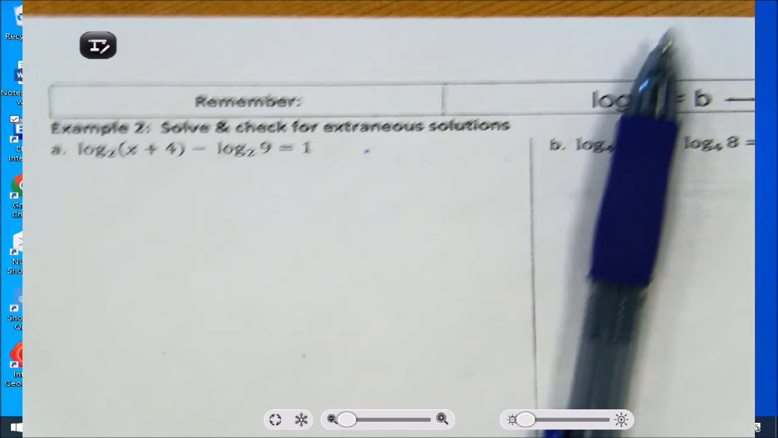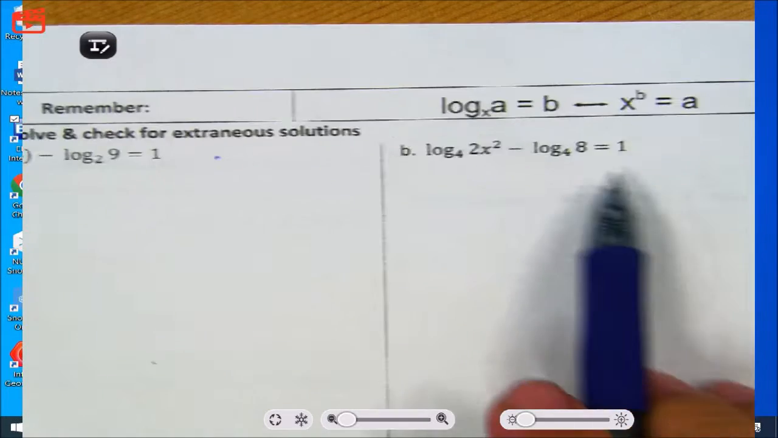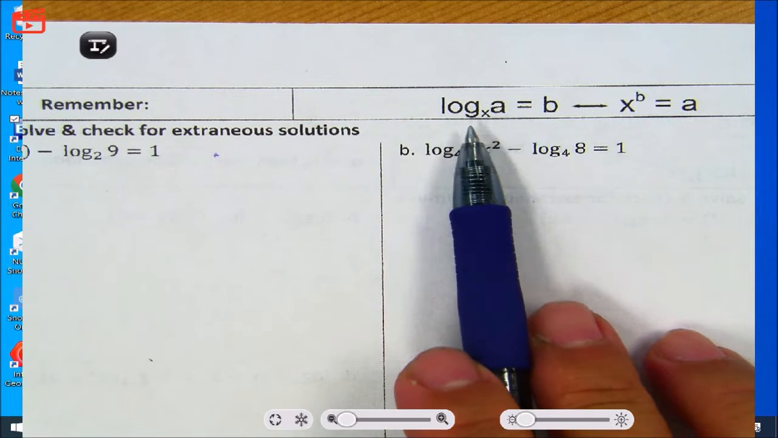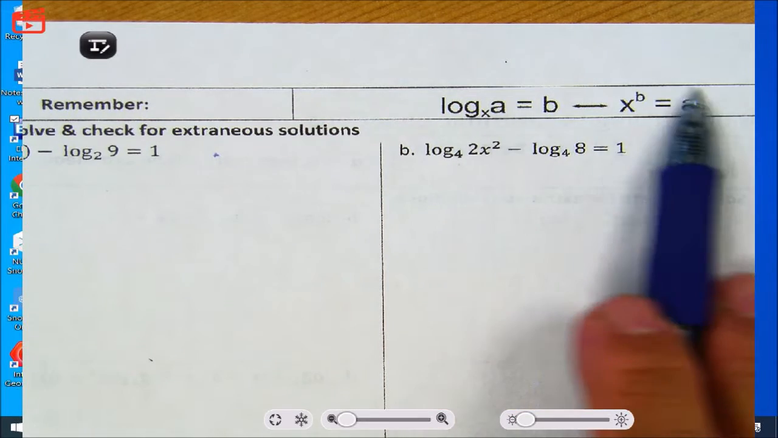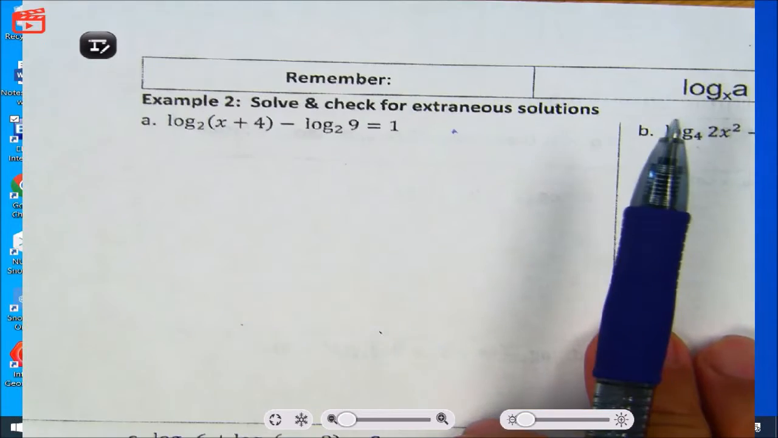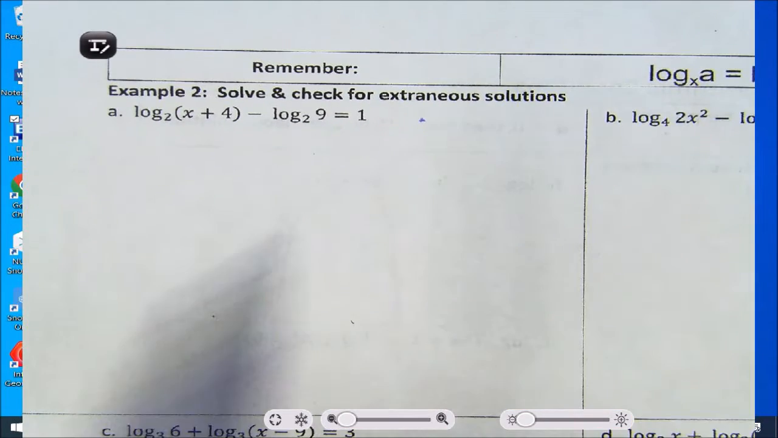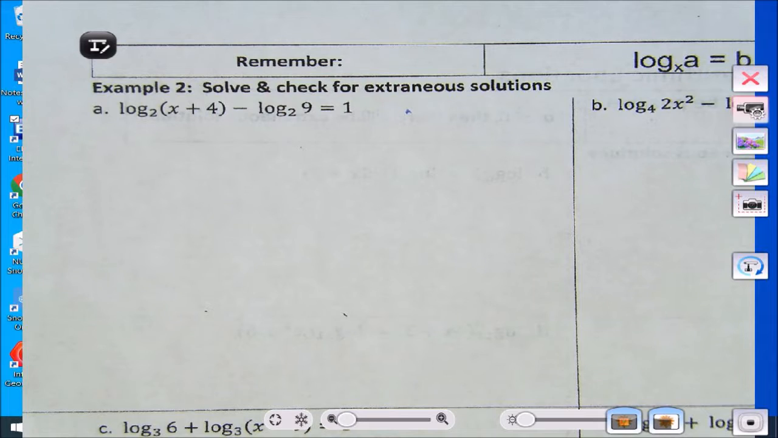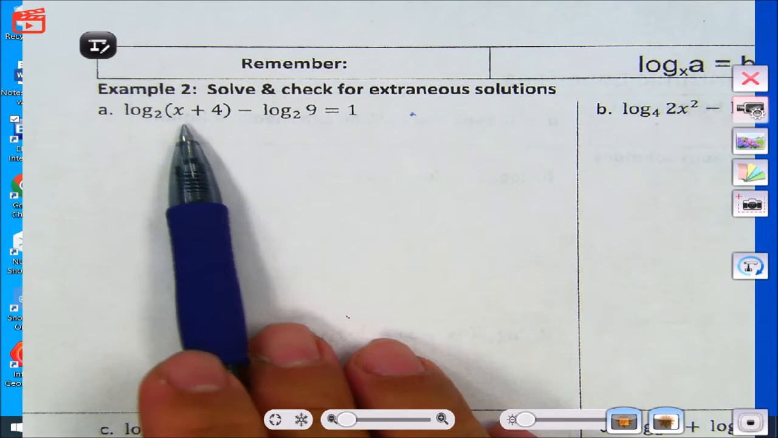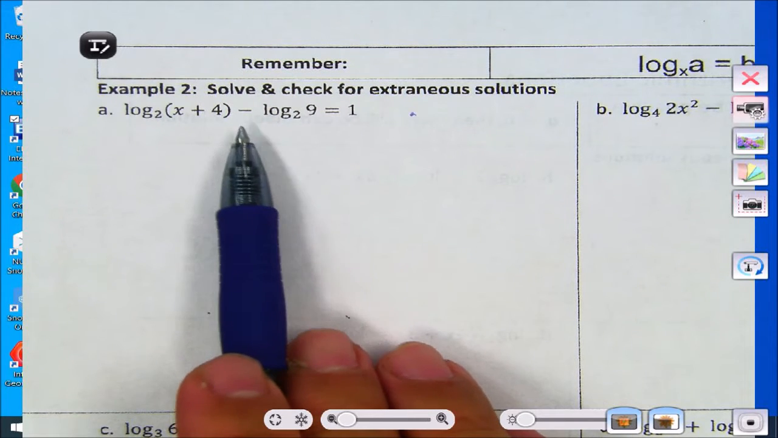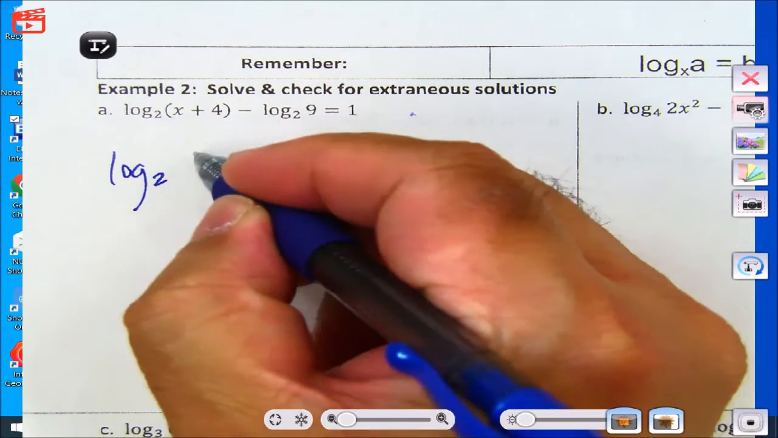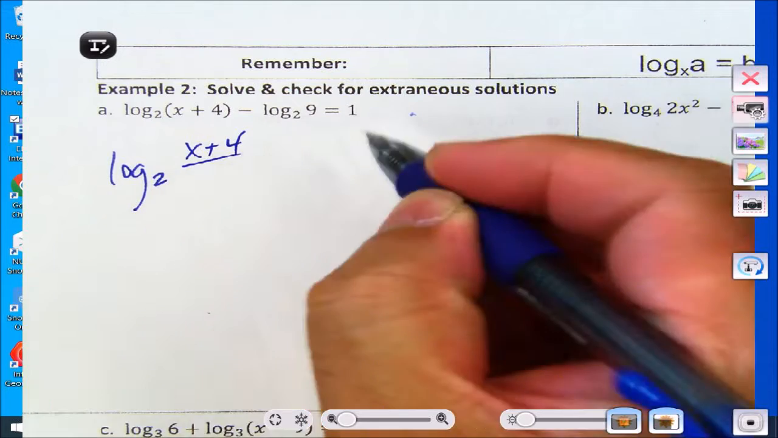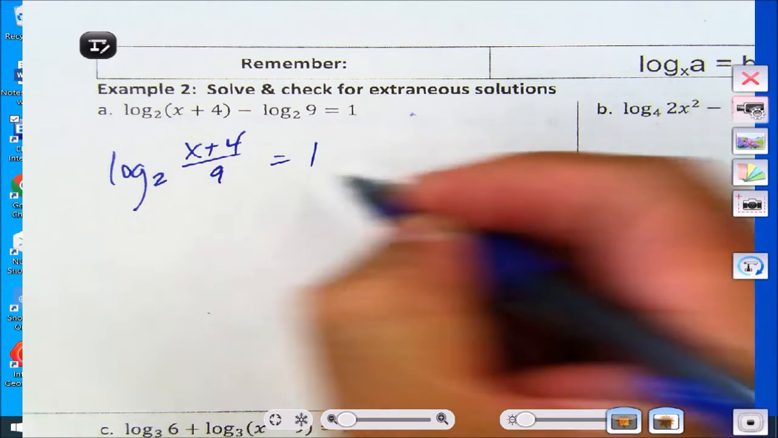Alright, here we go. Reminder, the definition of logarithm: you can rewrite a log as an exponential. You'll see why I needed to mention this in a minute. So you're going to use the property of log to combine this. This is log base 2 of x plus 4 minus, what does a minus do to the logs? Fraction. Right, it makes it a fraction. So it's x plus 4 over 9 equals 1.